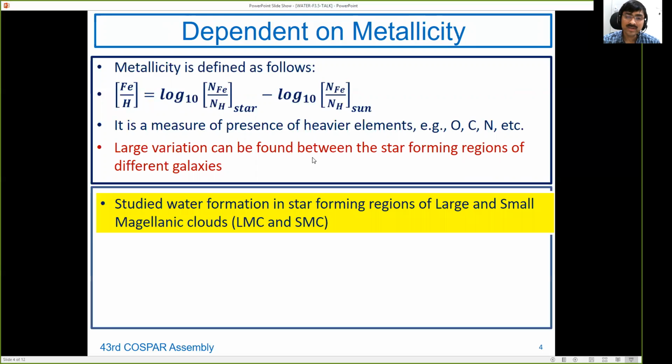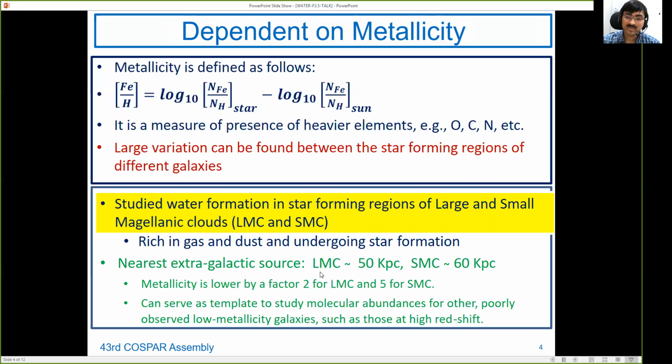To understand this dependency, we have studied water formation in the LMC and SMC clouds. They are rich in gas and dust, and they are also undergoing star formation. They are also nearby objects. The LMC is only 50 kiloparsec and the SMC is 60 kiloparsec away.